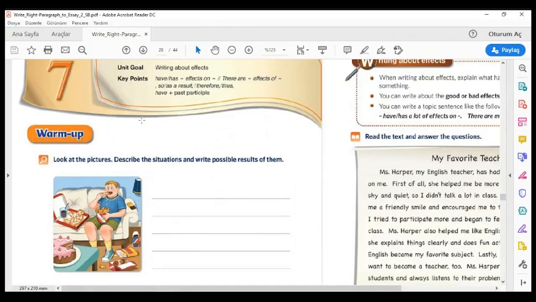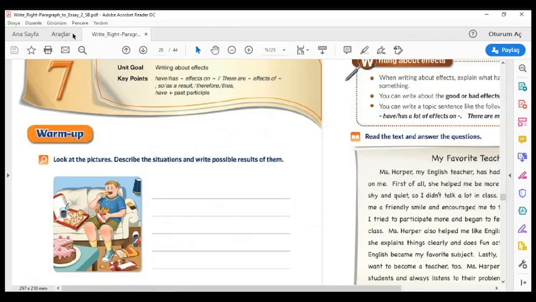It says here, look at the pictures, describe the situations, and write possible results of them. Now, in the first picture, we see a boy sitting on the couch eating unhealthy food. I'm going to help you more with the first picture and a little less with the second picture. I will expect you to do more work on the second picture by yourself after the lesson. Now, like I said, this boy is sitting on the couch eating unhealthy food. We have to ask ourselves what is a possible result of eating unhealthy food? Is it positive or is it negative?